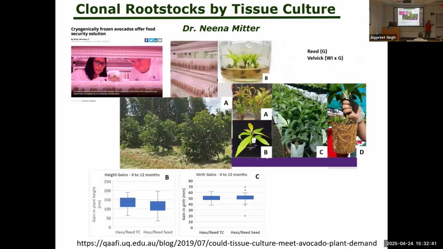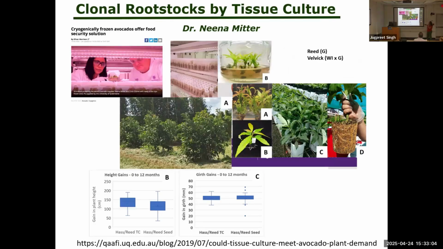And the other method that people, especially industries, are trying to do is tissue culture. They want to propagate avocados by tissue culture. One of the pioneers, and in my opinion the expert, is Nina Mitter, who is in Australia, and she has developed this technology and has done it successfully for Reed and Bacon.